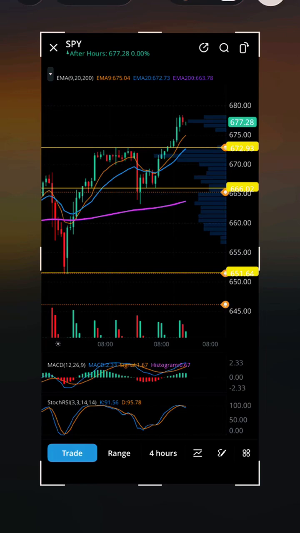The breakout happened with good participation in it, right? So that means this is legitimate. It isn't a fake out. This breakout above 672 is not a fake out. And I know that because I'm looking at the indicators to help me confirm it. We've got structure right around 672.93. It held the breakout. We have candles that actually closed above the breakout.